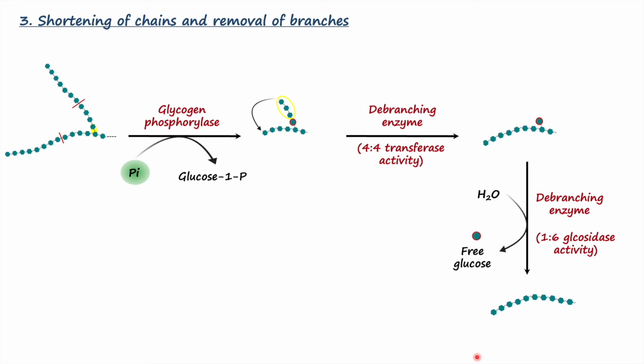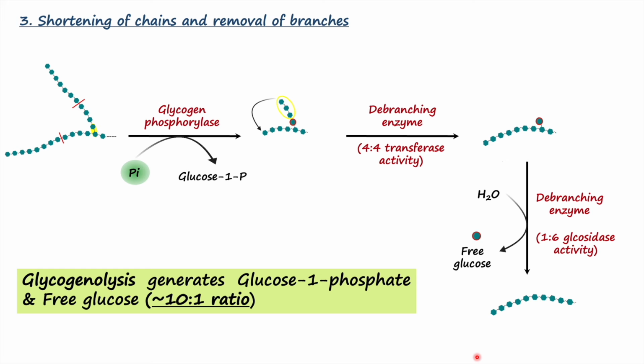So one thing to remember from this process is that glycogenolysis generates glucose 1 phosphate and free glucose molecules. So now you know that more glucose 1 phosphate molecules are generated than free glucose released. The next thing I want to talk about is that, as I mentioned in my previous video, glycogen is synthesized predominantly in liver and skeletal muscle. That means it is also broken down predominantly in liver and skeletal muscle.